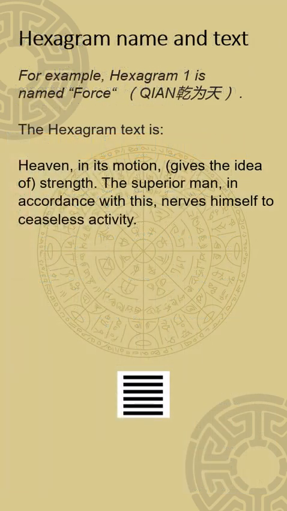Hexagram name and text. For example, hexagram 1 is named Qian. The hexagram text is: Heaven, in its motion, gives the idea of strength. The superior man, in accordance with this, nerves himself to ceaseless activity.